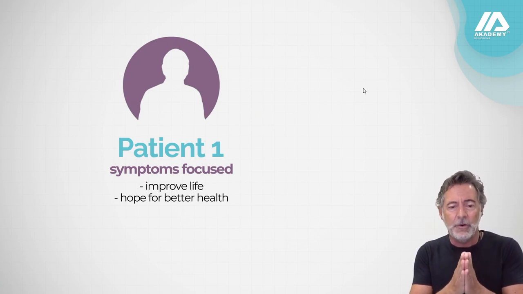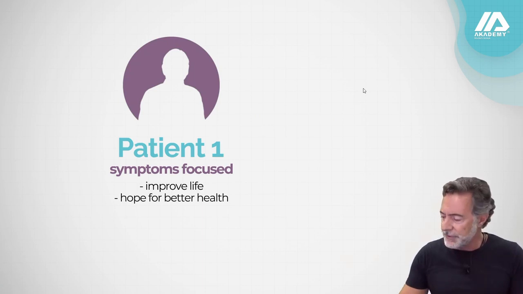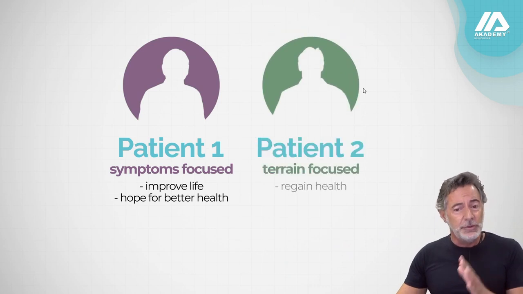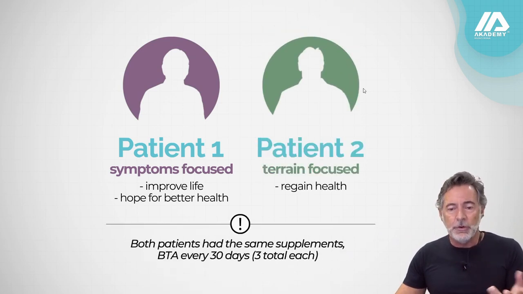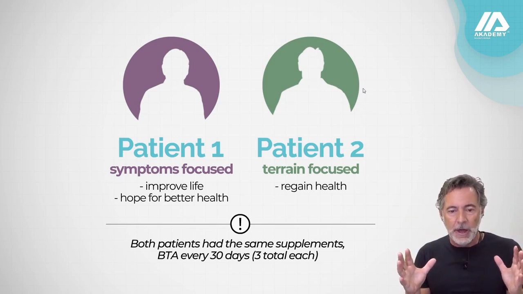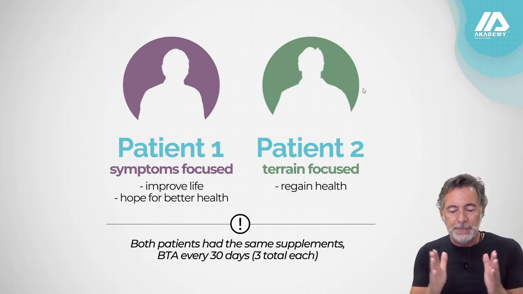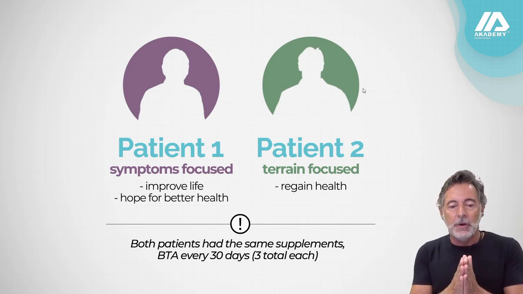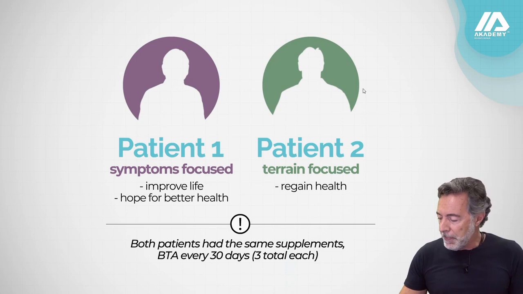So we call patient one, and the patient one was our target, focused on symptoms. And the patient two, of course, we focus on the global vision. And to keep the rules very, very similar, we had the same supplements, we did BTA every 30 days. I will explain in a very friendly way what a BTA is.